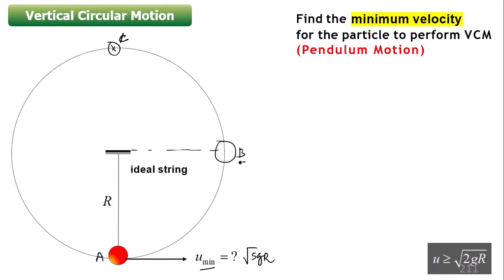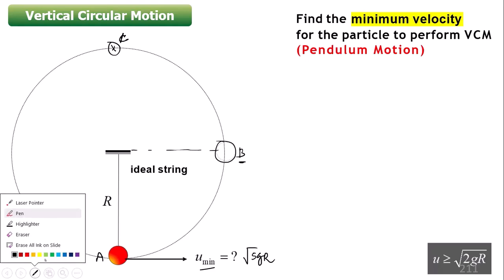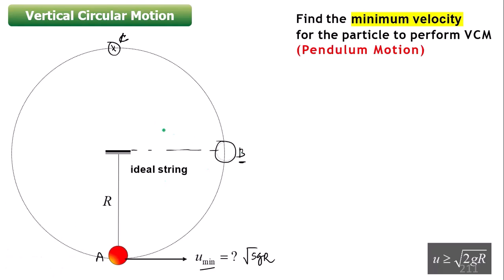So certainly this number should be less than root of 5gr, because now I am going to go up to point B only. So if I want to go up to point B, what happens at point B? Let us see. That means beyond point B, the particle is not moving up. Beyond point B, the particle is not moving upward.